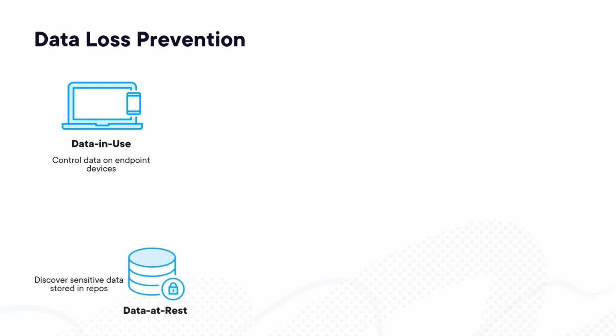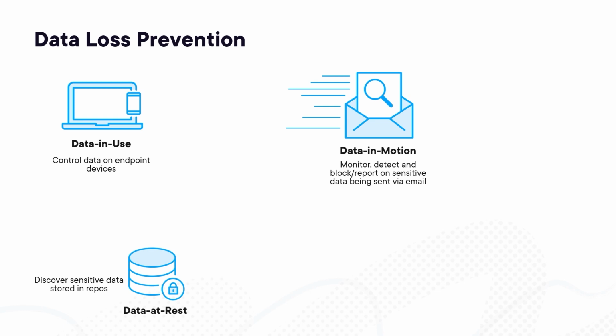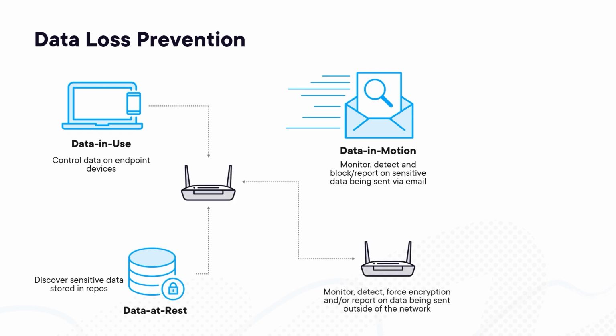We have data at rest. The DLP systems will discover sensitive data stored in repositories on our network, databases, network stores, and so forth. We're talking about data in motion. So we will monitor, detect, and block, or at least report on, sensitive data that's being sent via email, as an example. And again, this can take place over the network between endpoints on the network. So we're going to monitor and detect and then enforce encryption and/or at least report on that data being sent outside of the network.